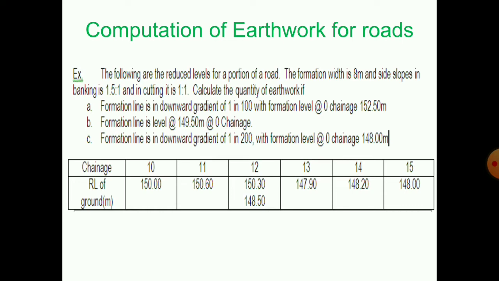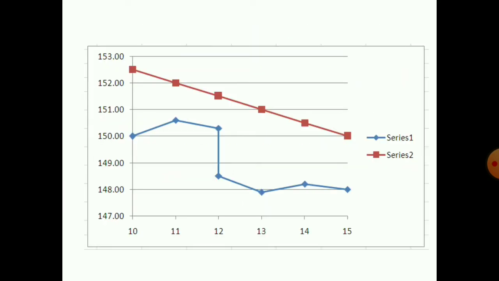Here you are required to calculate the quantity of earthwork if the formation width is 8 meters and the side slope in banking is 1.5:1 and in cutting is 1:1. First problem: the formation line is in a downward gradient of 1:100 with formation level at the first chainage, or zero chainage, being 152.5. So for this the graph will be like this.